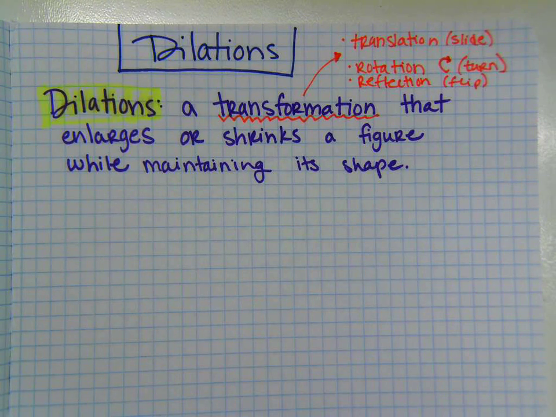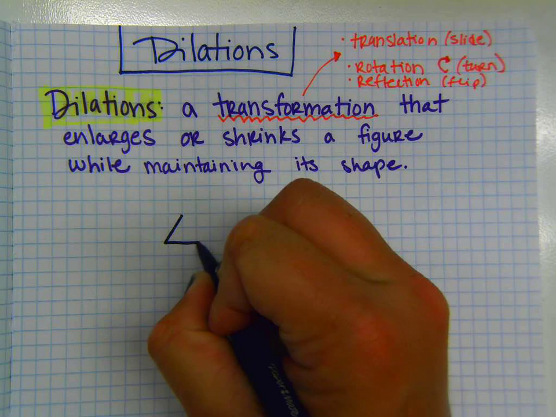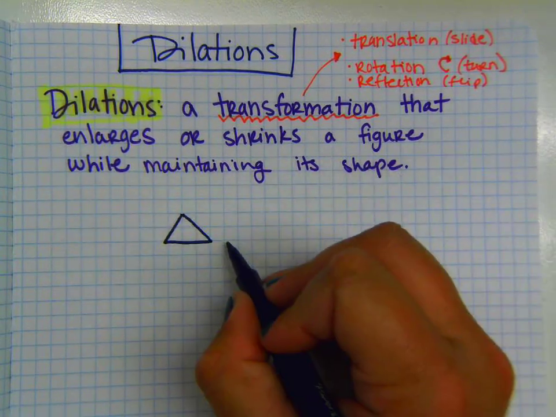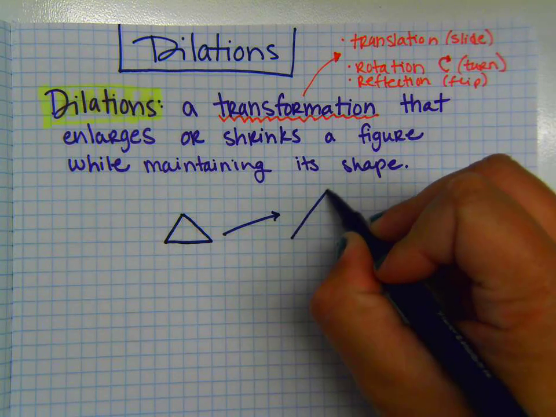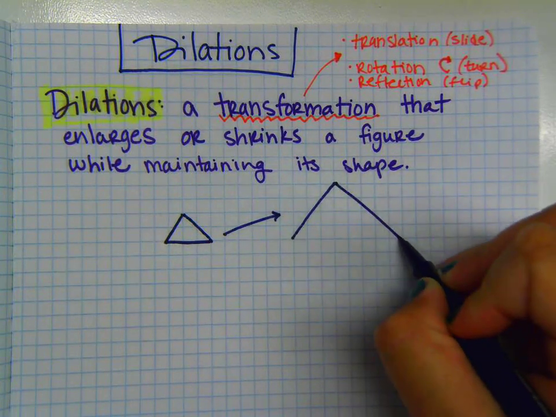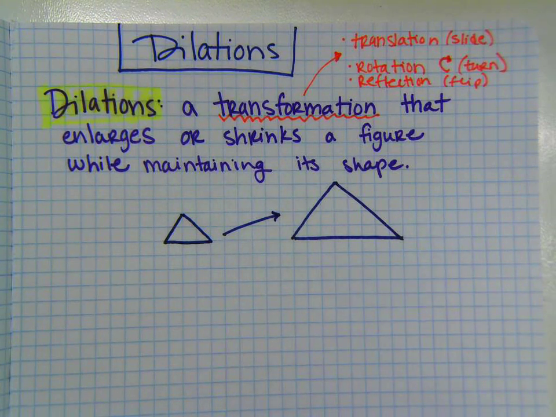And what this is going to look like is if we have a small triangle like this, the dilation is going to happen and somehow it's going to look bigger or smaller, but the shape stays the same. Okay? It just gets bigger or smaller.